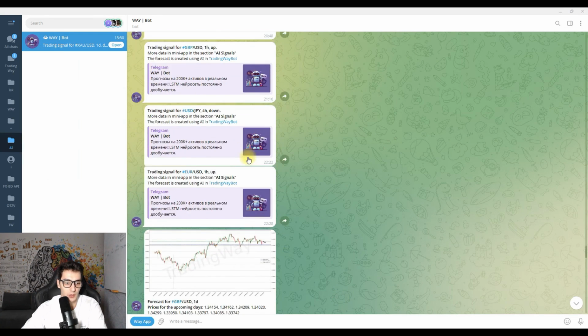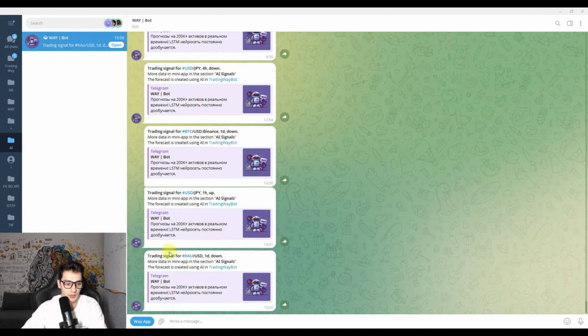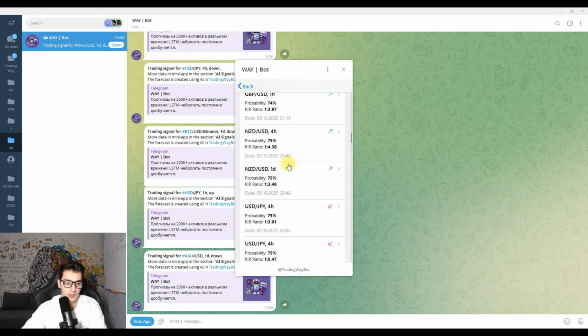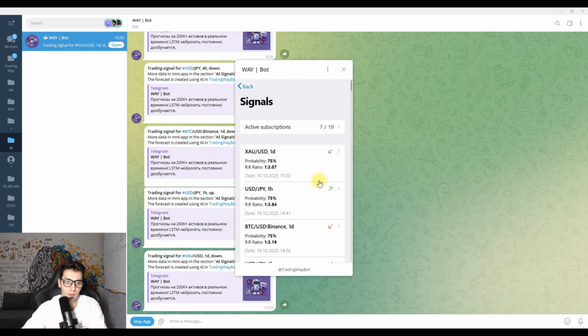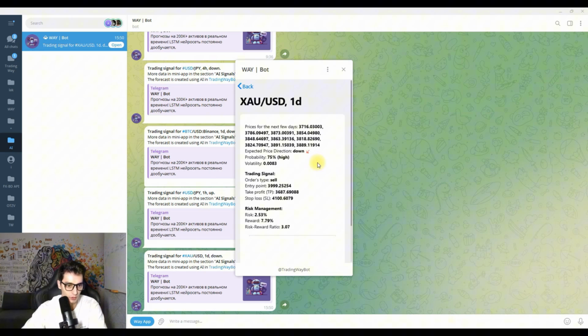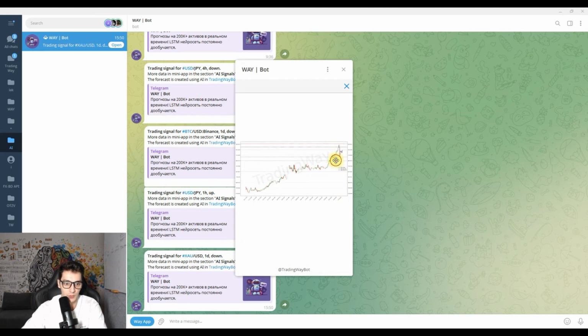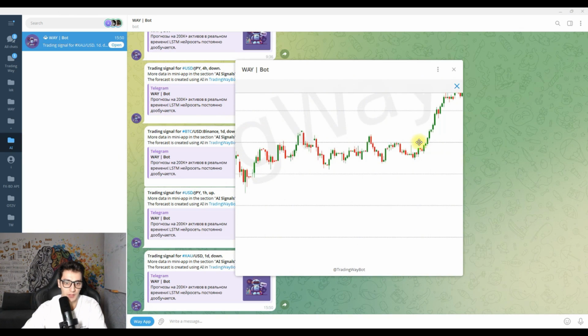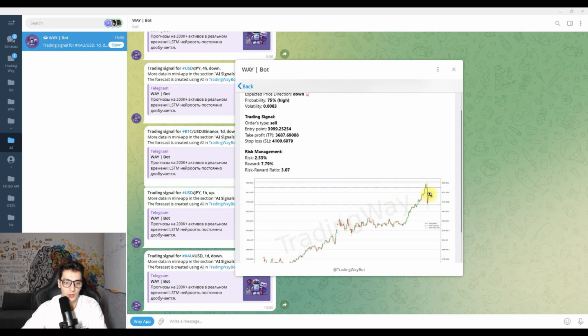I think it's all clear. All the signals are being sent to us by the neural network. And right now, we can see that just about 20 minutes ago, we received a signal on gold. We're already at break even on gold. And that's a great confirmation that most likely the price movement downward will continue.